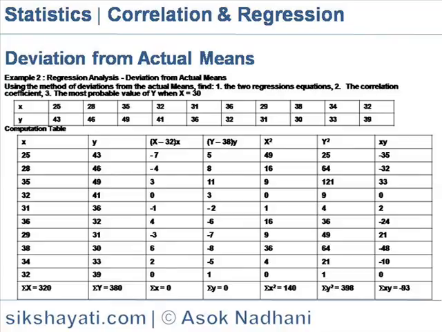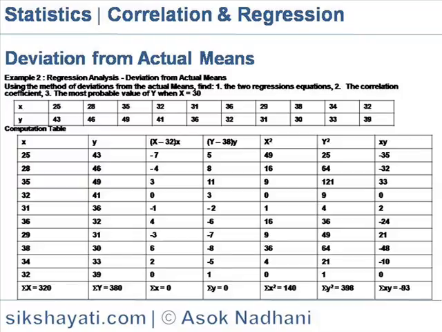Example: regression analysis, deviation from actual means. Using the method of deviations from actual means, find the two regression equations, the correlation coefficient, and the most probable value of y when x is equal to 30. So the table gives the value of x in the first row and y in the second row. These values are put in the computation table.